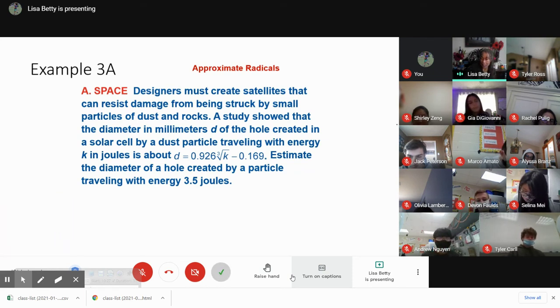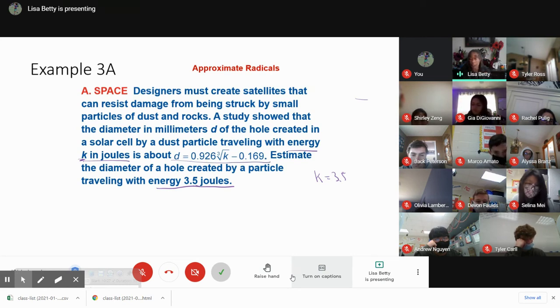All right. Physics again, and I hope you figured out basically that they told you energy is K joules, and energy is 3.5 joules, so I can basically say K equals 3.5, and at that point, you're just plugging it into your calculator right here. Not hard, lots of words, no big deal, right?